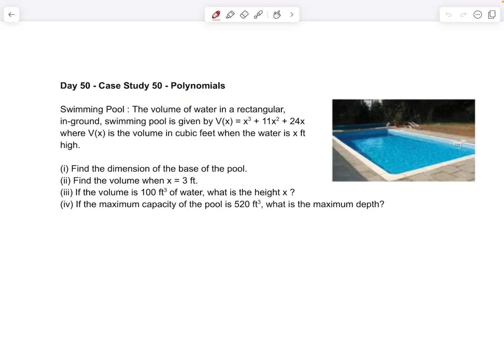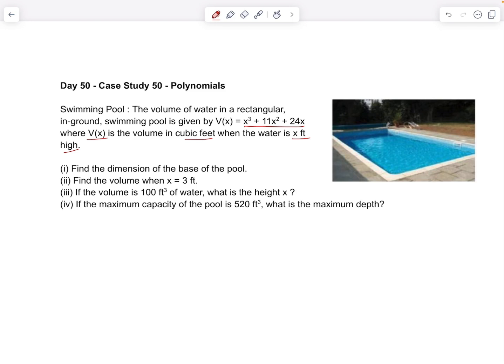The question goes like this. The volume of water in a rectangular in-ground swimming pool is given by V of x is equal to x cube plus 11x square plus 24x, where V of x is the volume in cubic feet when the water is x feet high. The polynomial V of x is a function of its height and x represents the height. So that's what we have to understand.